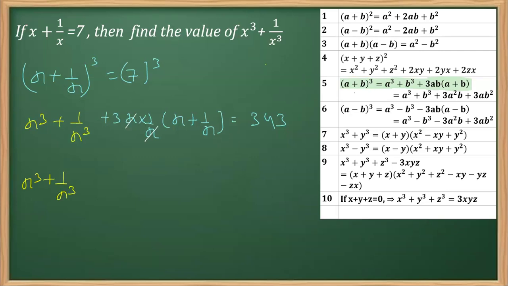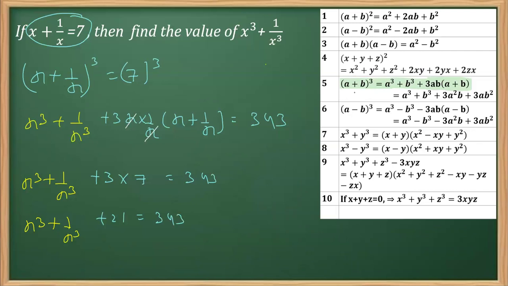Further, what we see is that it is 3, and we know the value of this x plus 1 by x. I can replace this x plus 1 by x with its value, that is 7, and that is equal to 343. Continuing with the working, we will first multiply these two, that is 3 into 7, that will give you 21, which is equal to 343.